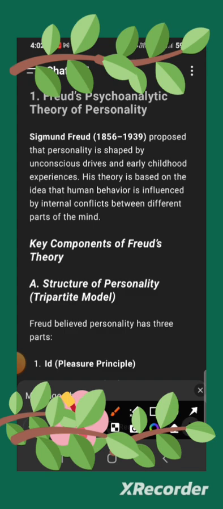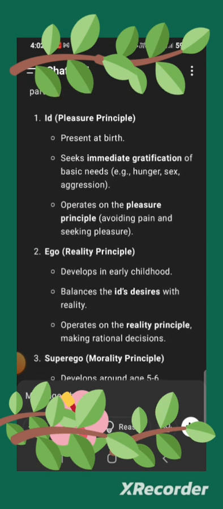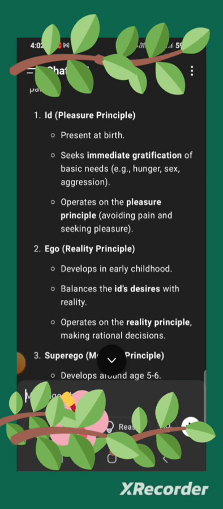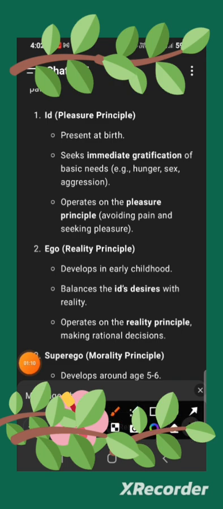Tripartite model. Freud proposed that personality is made up of three components: id, ego, superego. Id, the pleasure principle, is the primitive instinct present at birth that seeks immediate gratification of basic needs. Examples: hunger, aggression, sex. It operates on the pleasure principle, avoiding pain and seeking pleasure. Example: a hungry baby crying for food without concern for others.